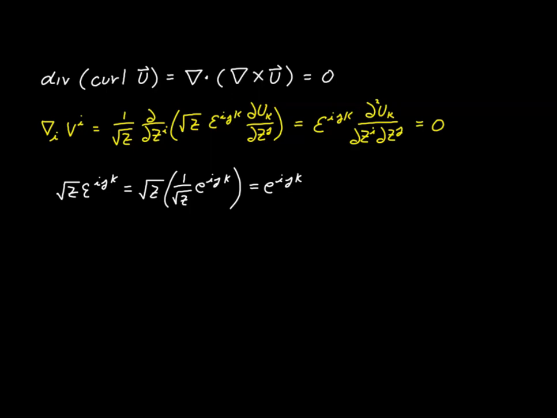So again, we have a great example of the power of tensor calculus methods, because we in effect have a one-line proof of the fact that the divergence of the curl of a vector is equal to 0.